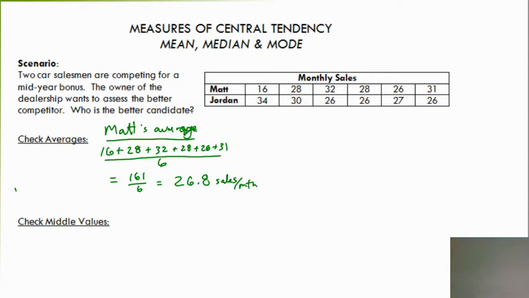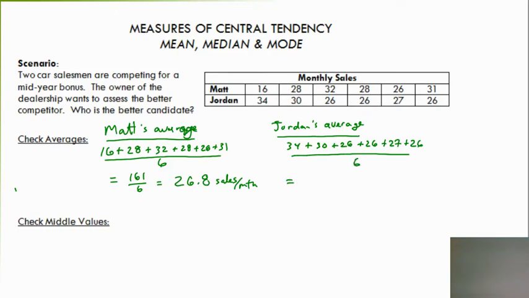Now we'll take Jordan's average. He had 34 plus 30 plus 26 plus 26 plus 27 plus 26, all divided by 6. Let's punch those in. That equals 169. Divided by 6 is going to be higher, at 28.2 sales per month.